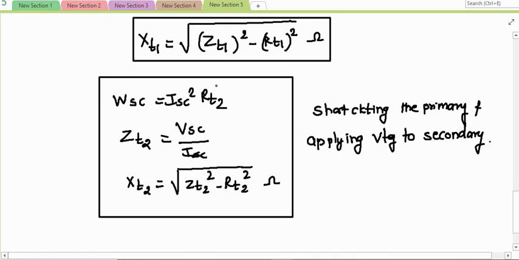Then at that time, what is your RT2? Total effective resistance of the transformer referred to secondary side. So WSC will give you the ISC square into RT2. Then from this you can find out RT2. What is RT2? RT2 will be WSC upon ISC whole square.